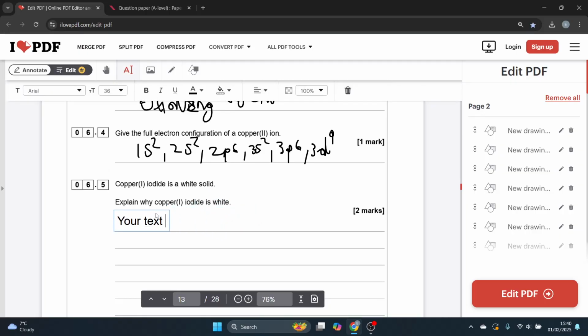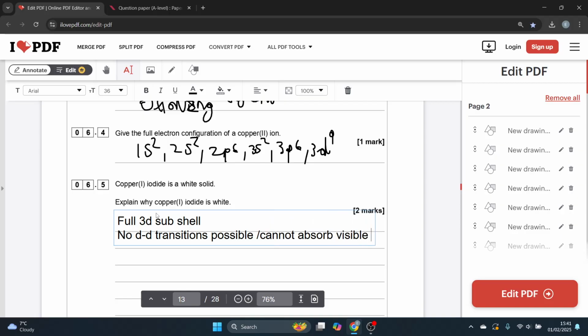Explain why copper iodide is white. Well, it's got a full 3d subshell. I haven't gone through this; I have gone through it by myself. So no d-d transitions are possible, so it cannot absorb visible light or white light.